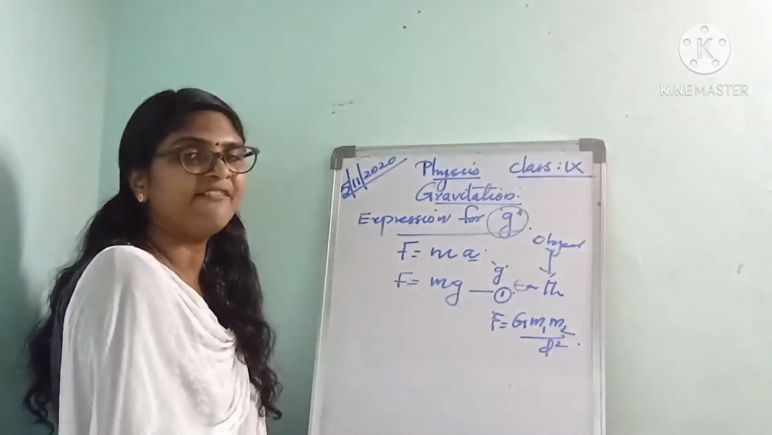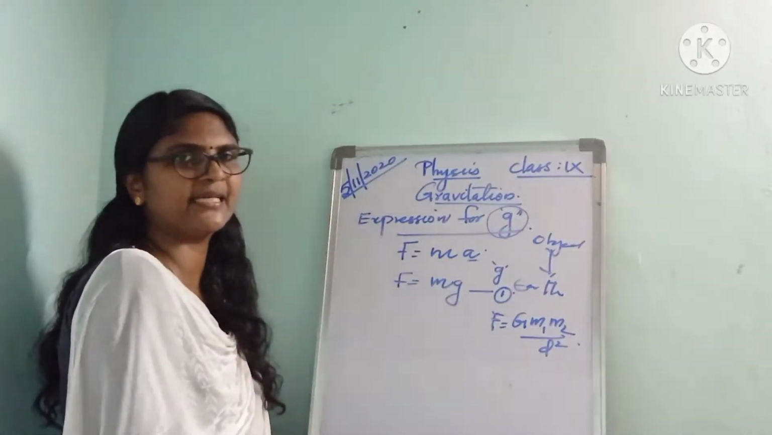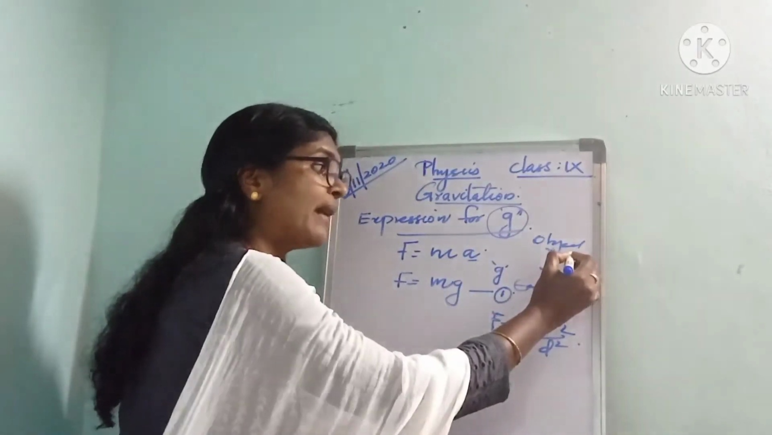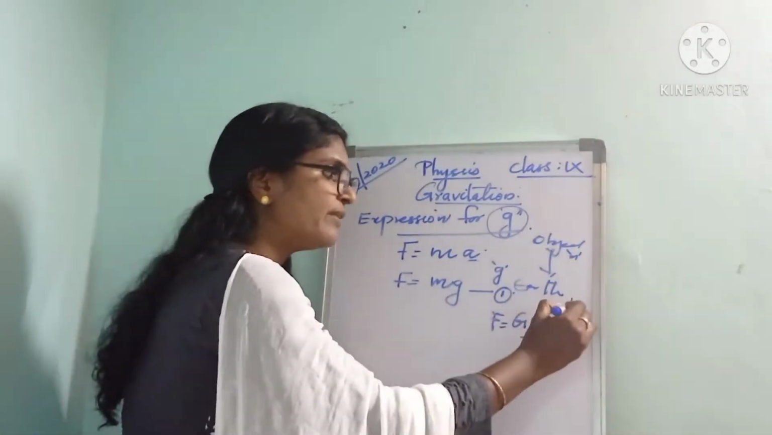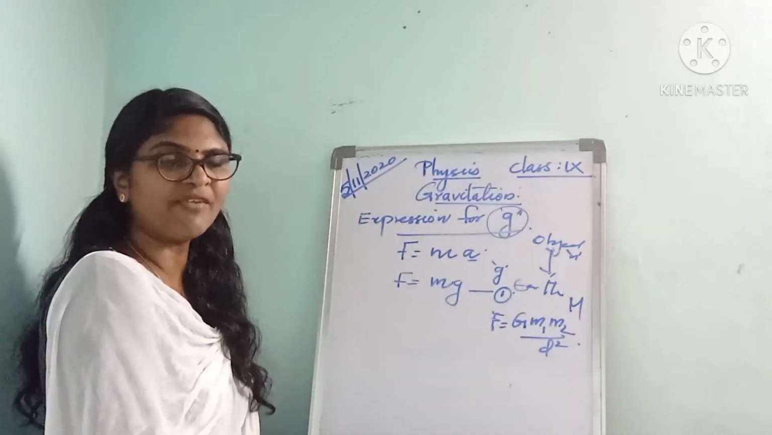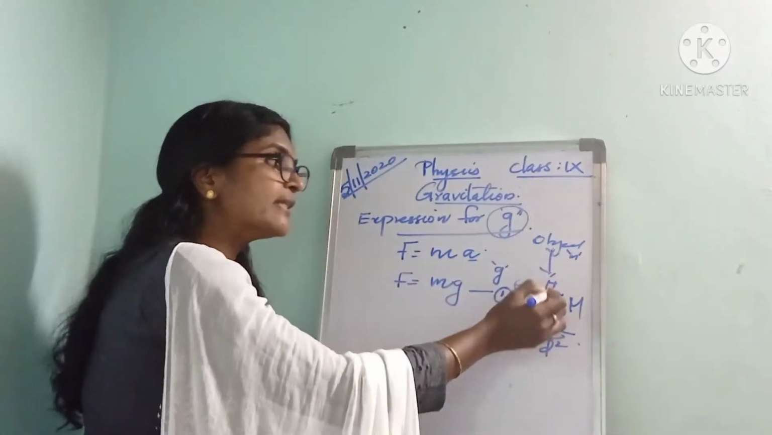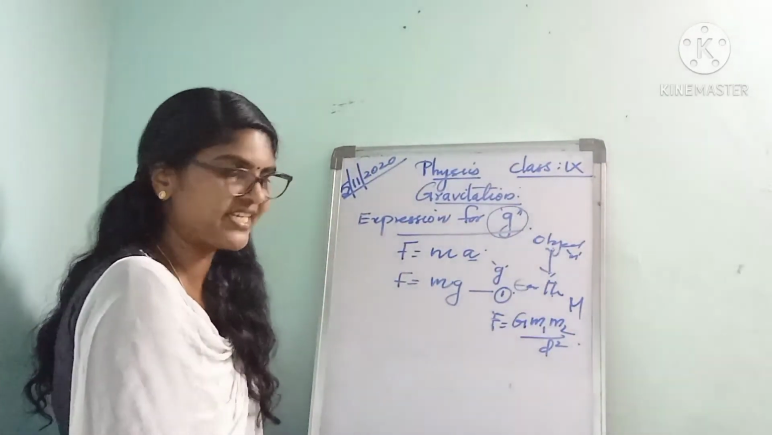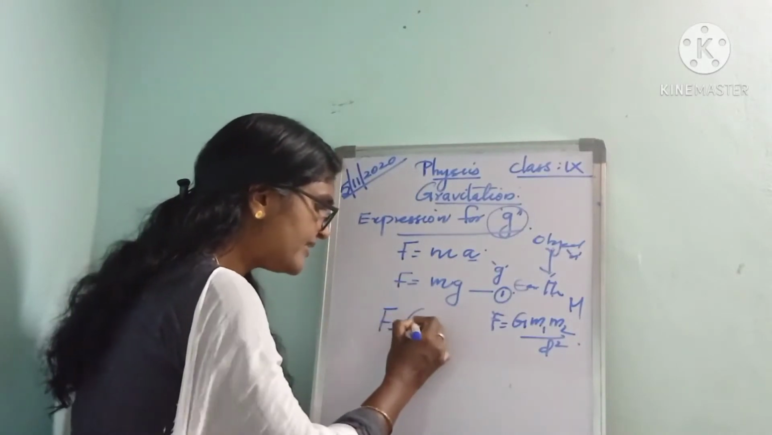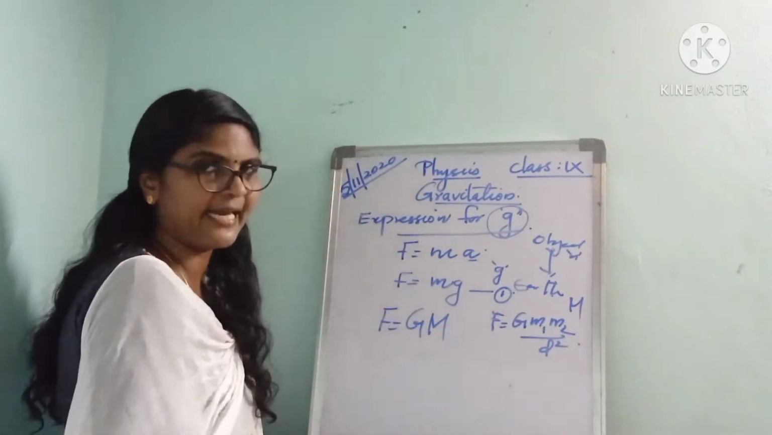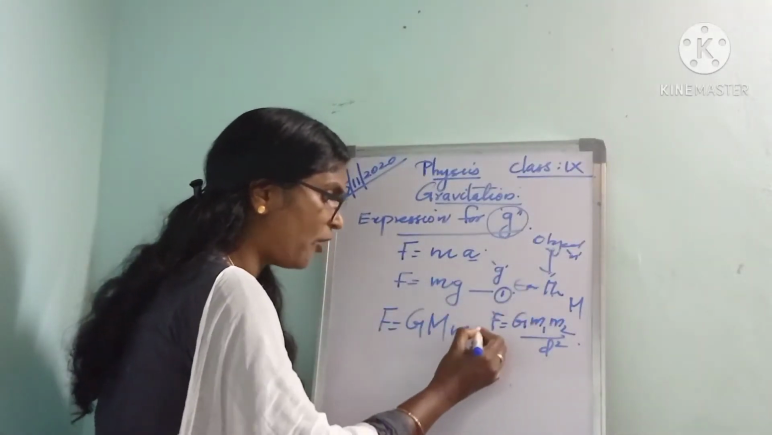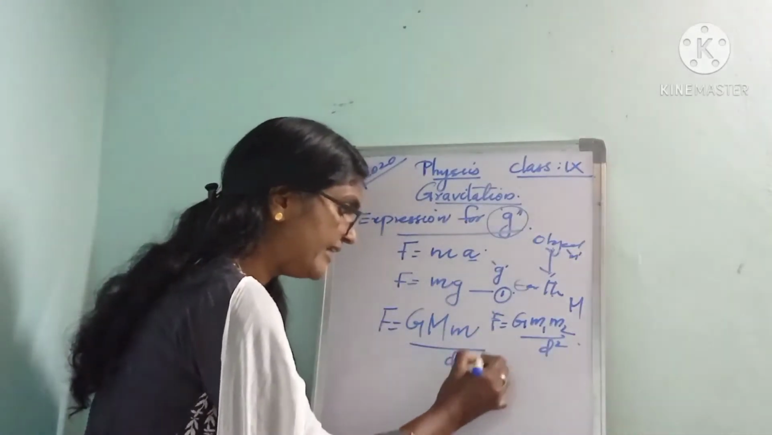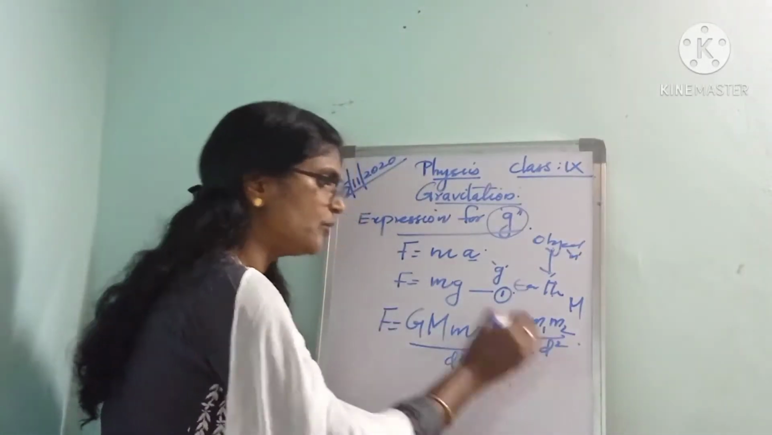In the same way, we can write an expression for the force between the object and the Earth. Here the object mass is taken as small m and the mass of Earth is taken as capital M. So we can write the force between the Earth and the object on the basis of the universal law of gravitation as F equal to G, Earth mass capital M, times object mass small m, divided by the distance between the object and the Earth, that is d square. Let it be equation number 2.